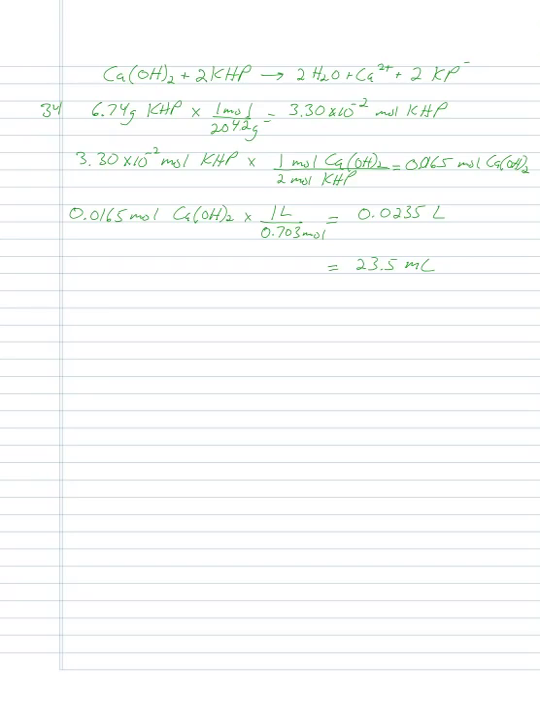Now I can take my moles of calcium hydroxide and convert that into a volume using molarity. Because it's 0.703 molar, I've got 0.703 moles of calcium hydroxide for every 1 liter of solution. And so this comes out to be 0.0235 liters, which ends up being 23.5 milliliters. And so that would be answer D.